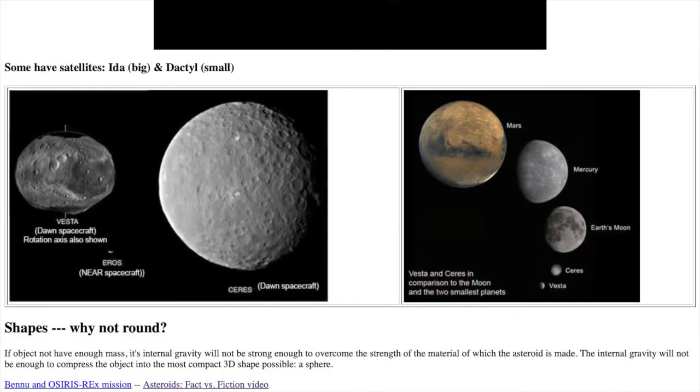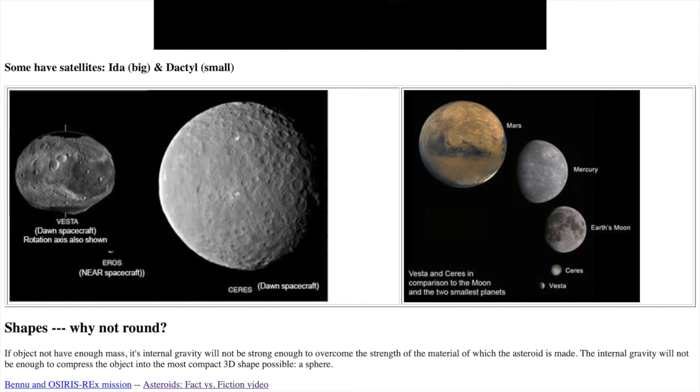Further down the lecture slide are pictures of Ceres and Vesta, the two largest asteroids in terms of mass. There is another asteroid called Juno that's in between the size of Ceres and Vesta, but doesn't have quite as much mass as Vesta. The largest asteroid, Ceres, has enough mass that it is considered a dwarf planet, which means it has enough internal gravity to compress itself into the most compact shape possible in three-dimensional space, which is a sphere. Most of the asteroids are these potato-shaped things with very irregular shapes because they do not have enough mass for their internal gravity to overcome the strength of the rock material of which the asteroid is made.